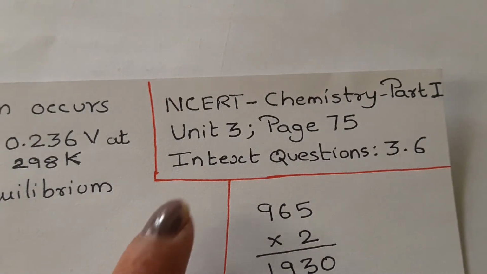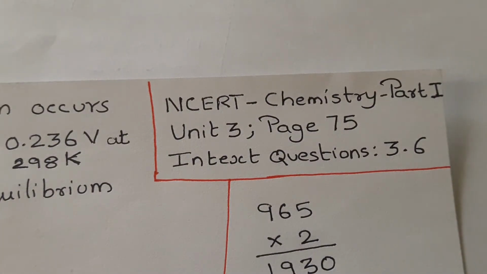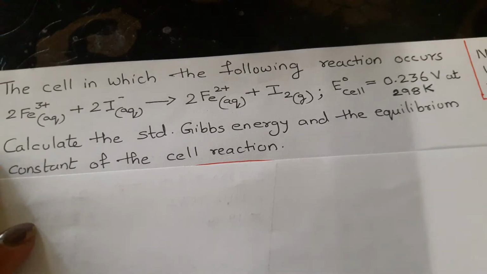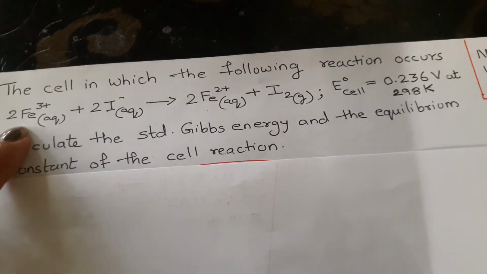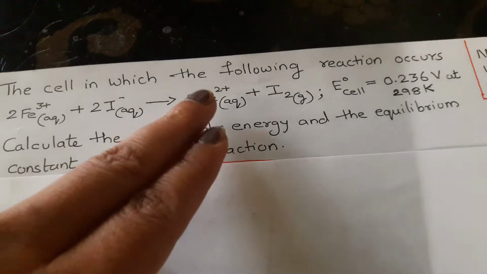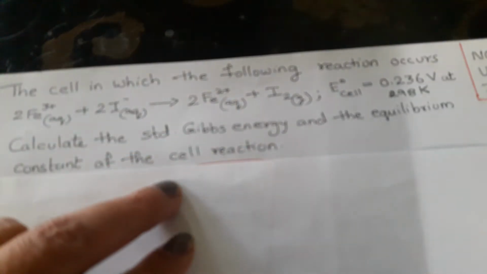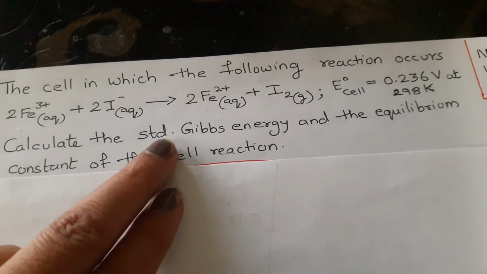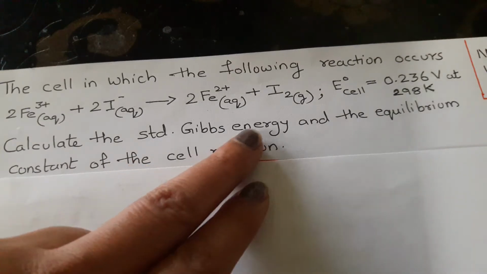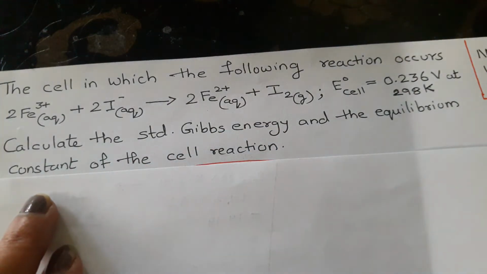Today we solve the in-text question from the NCERT text unit 3. The question is: the cell in which the following reaction occurs, and the reaction is 2Fe3+ + 2I⁻ gives 2Fe2+ + I2. For this reaction, we have to calculate the standard Gibbs energy and the equilibrium constant.